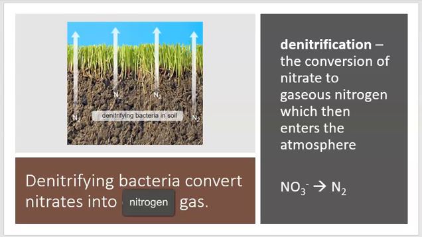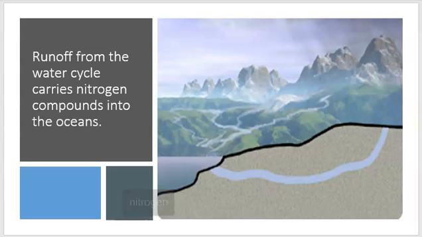Found where oxygen is lacking, denitrifying bacteria use nitrogen compounds instead of oxygen for their processes of respiration. In doing so, they convert excess ammonia and nitrates back into nitrogen gas, where the cycle begins anew. Unwittingly, every action by every living thing keeps substances on Earth cycling and cycling. Runoff from the water cycle carries nitrogen compounds into the oceans.